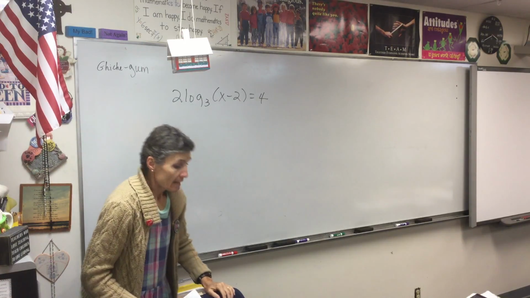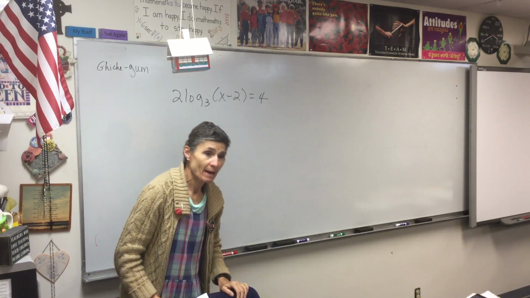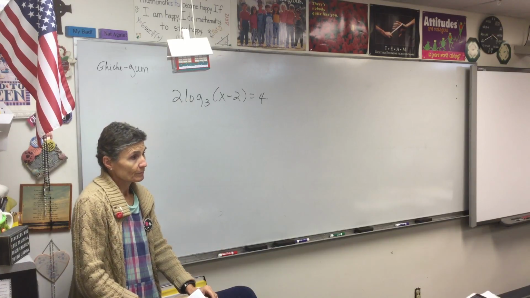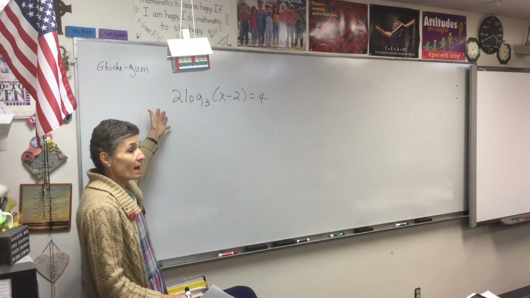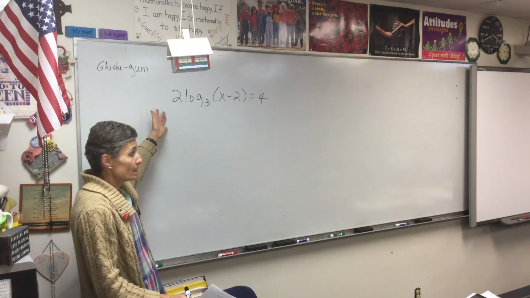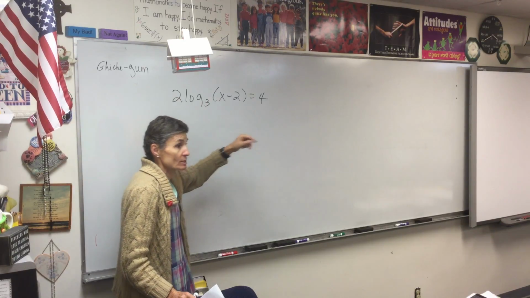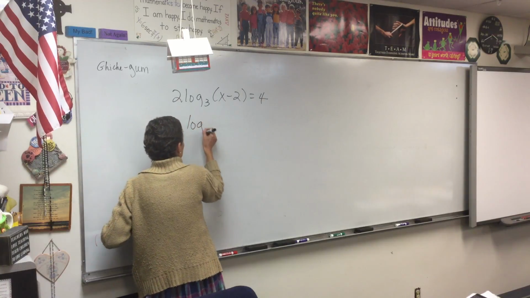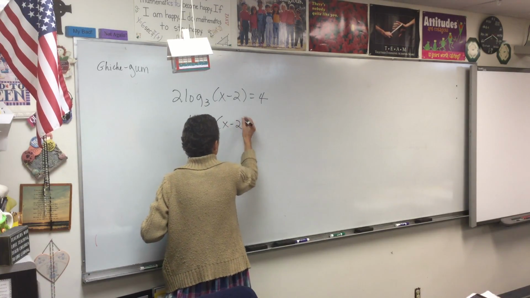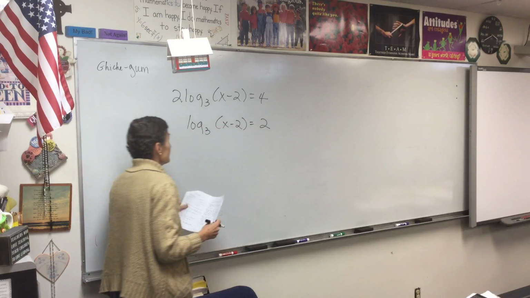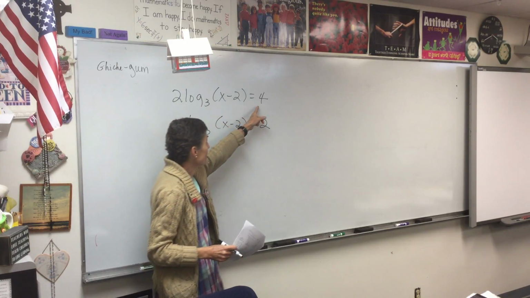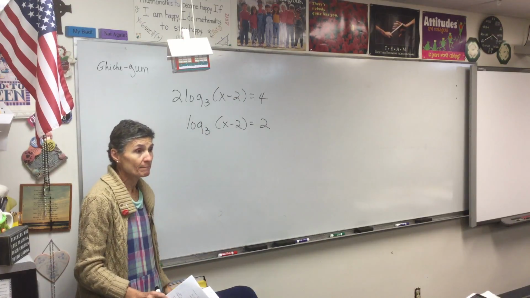Okay? Now, as with all things mathematics, there's always more than one way to start. One option you have is to divide both sides by 2. That would probably simplify things, make it a little easier. So I divide both sides by 2, that's gone, and that becomes a 2. Everybody got it?